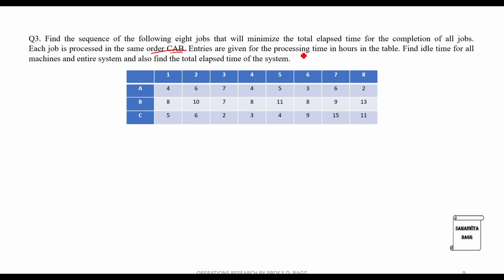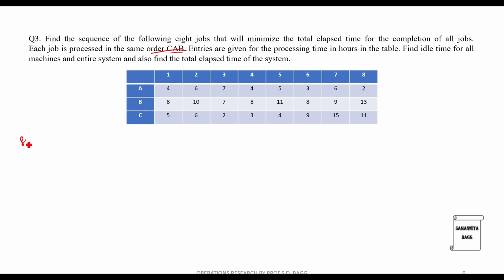Entries are given for the processing time in hours in the table. So these are time in hours. Find idle time for all machines. So we have 3 of them. We'll have to calculate idle time for A, B and C and entire system. And also find the total elapsed time of the system.